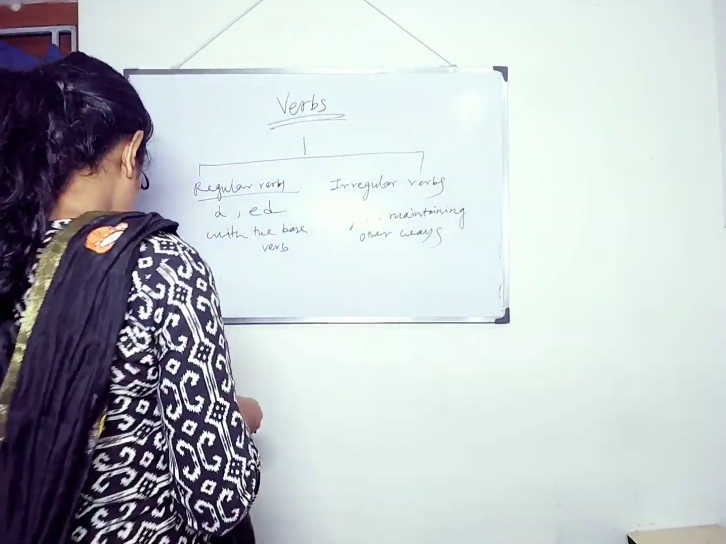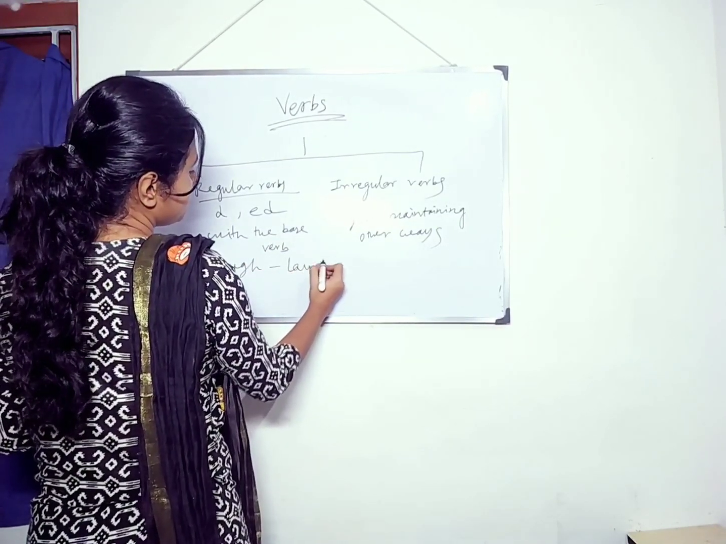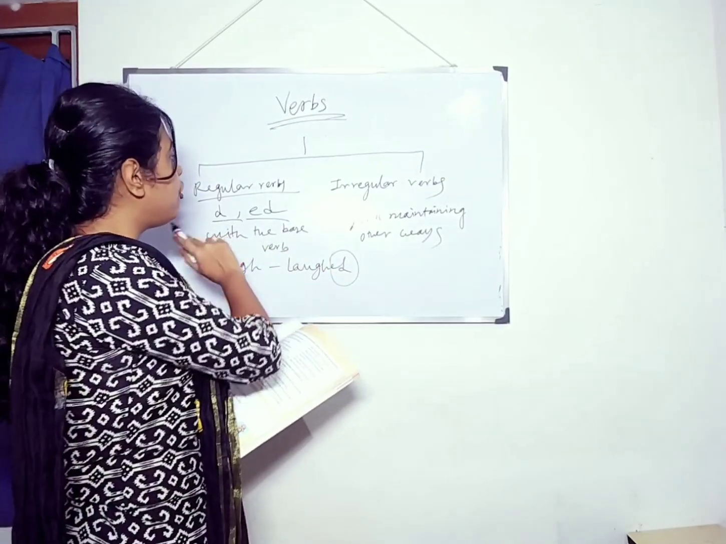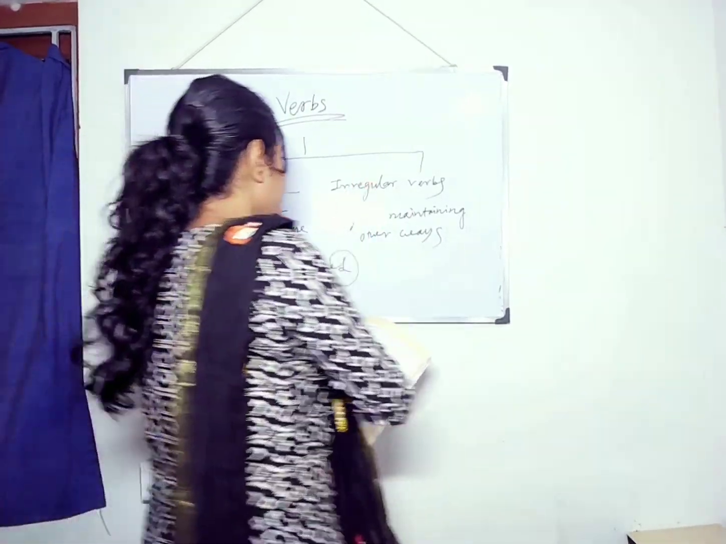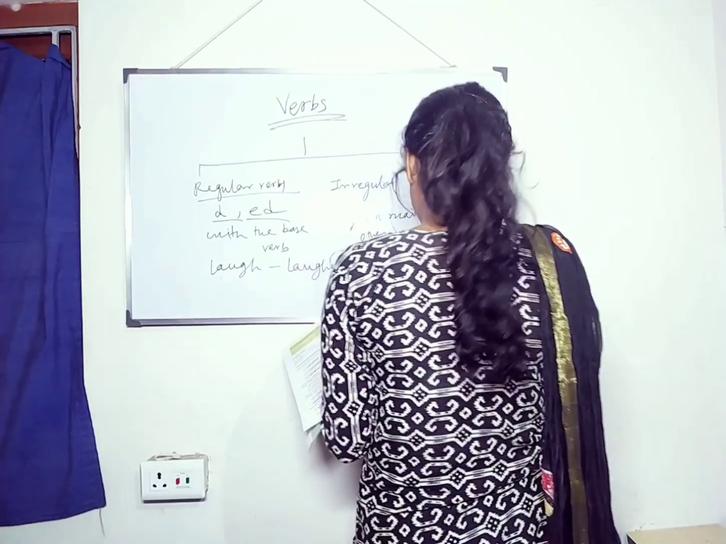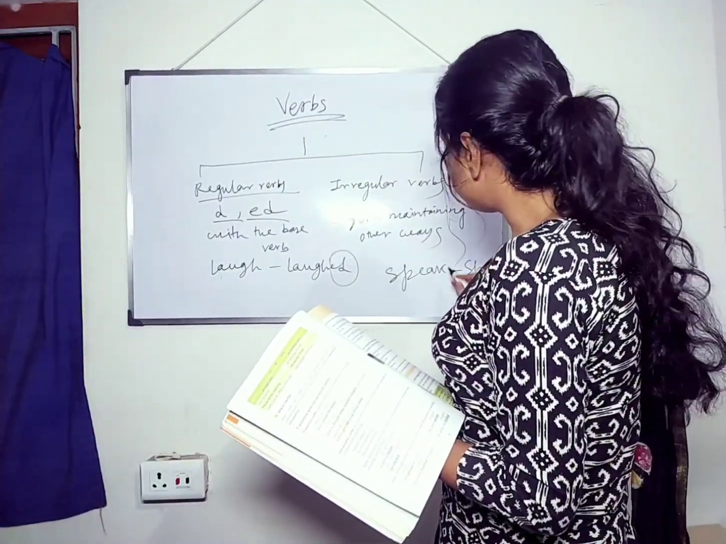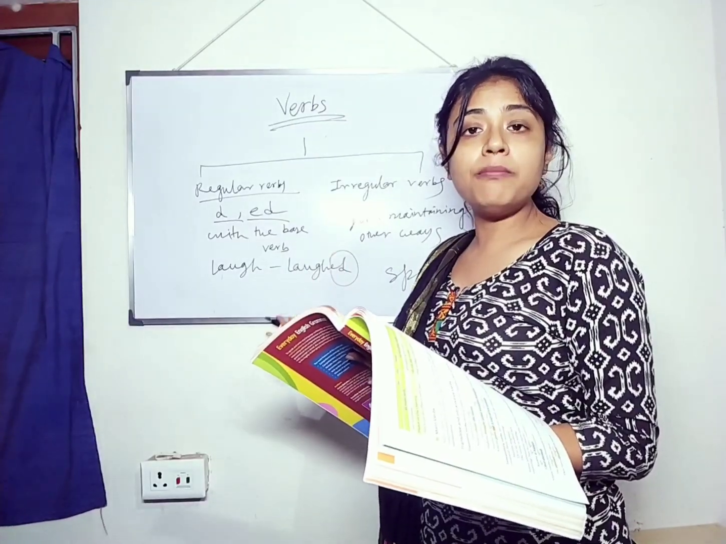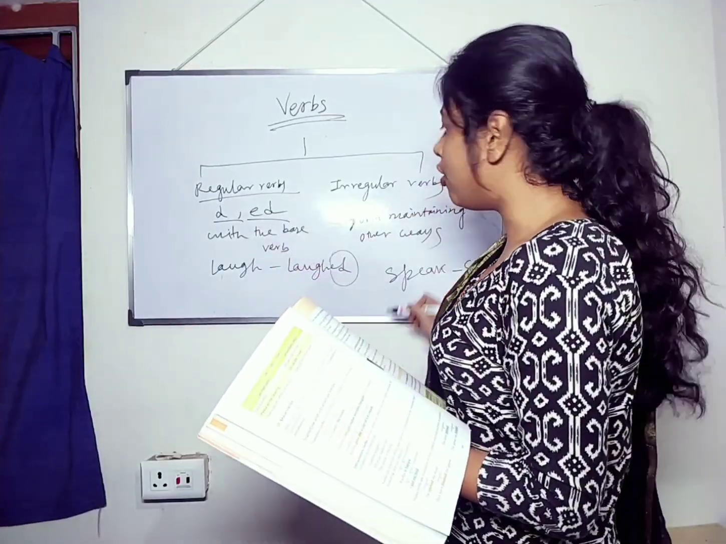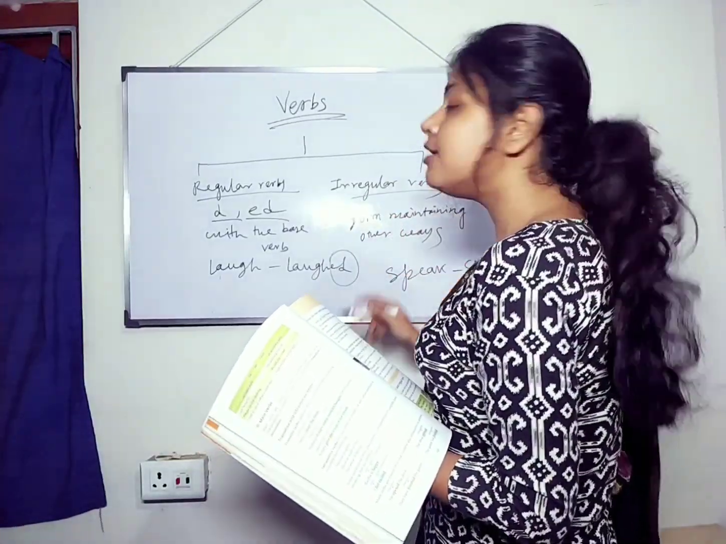For example, laugh will be laughed. If we have D or ED, that will be a regular verb. Let us have another example for the irregular verb, that is speak. Speak will be what? Spoke. We can see the past form changes in a different way, not following D or ED. From speak, it has become spoke. So it will be an irregular verb.